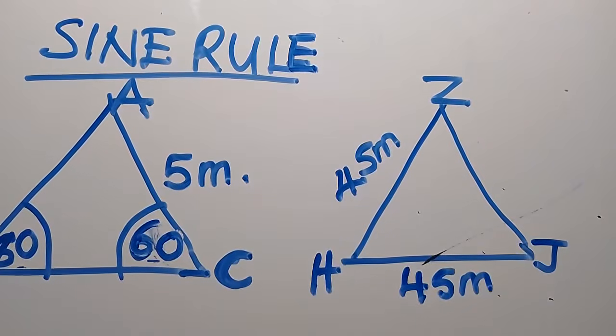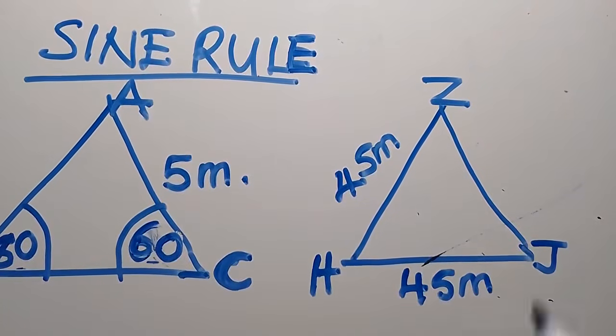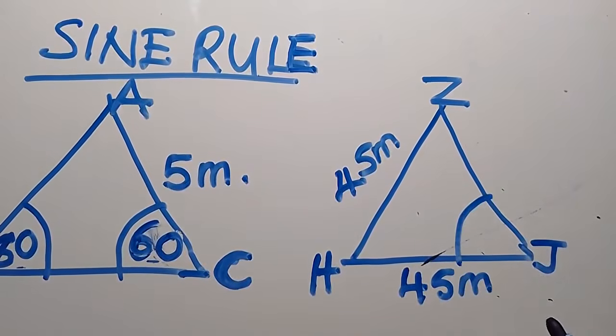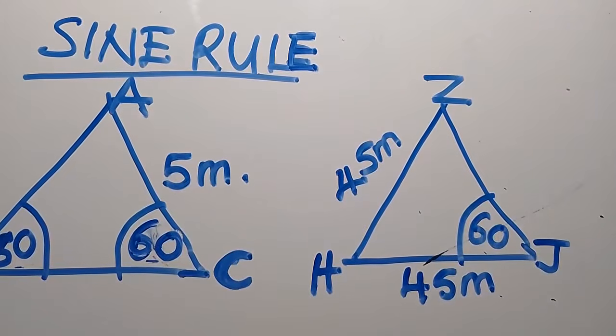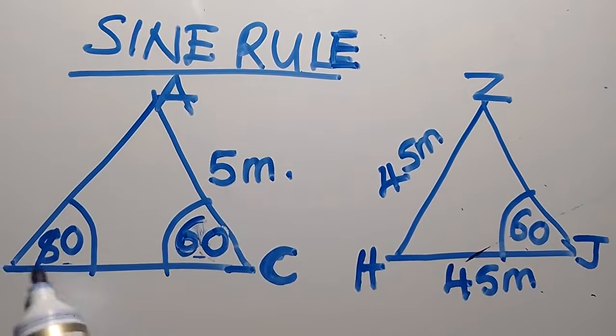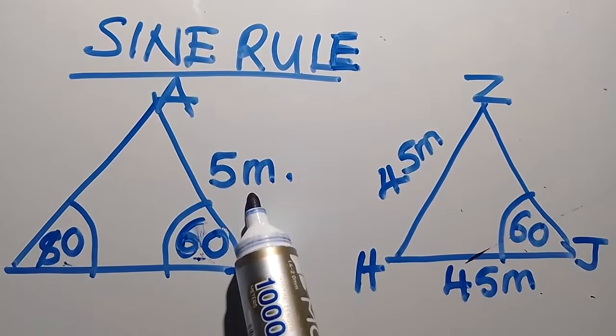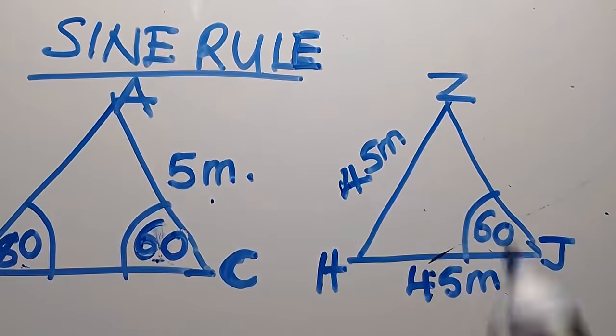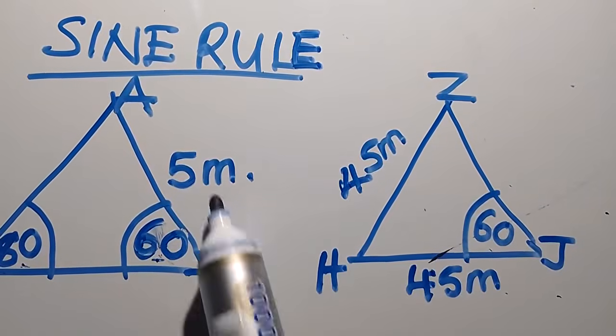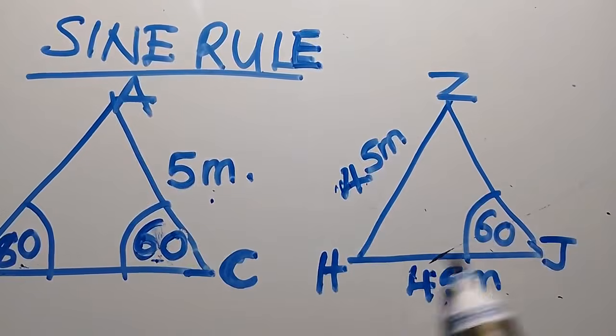This is 45 meters. You are given that 45 meters. Even this one, 45 meters. Then you are given here that this is 60. Have you seen? You are given the angle there that it is 60. So, have you seen? Here we are given two angles and one side. Even here, we are given two sides and one angle. So, two angles, one side. Two sides and one angle.